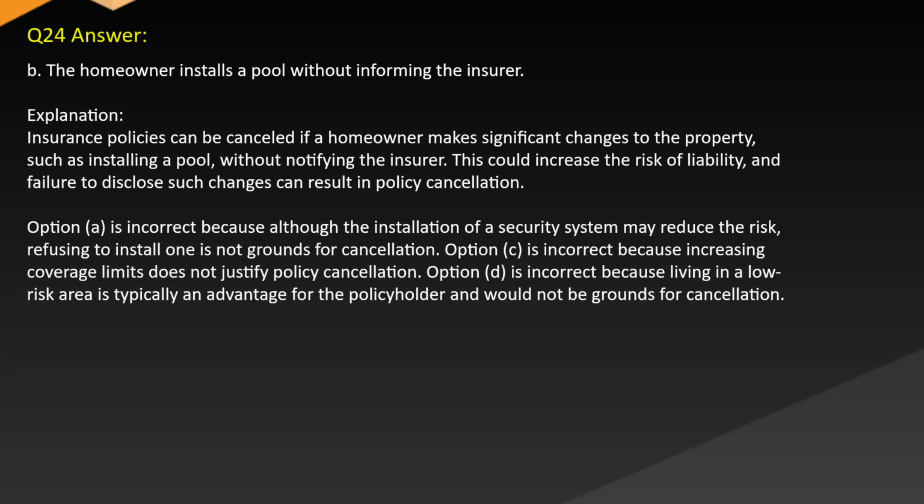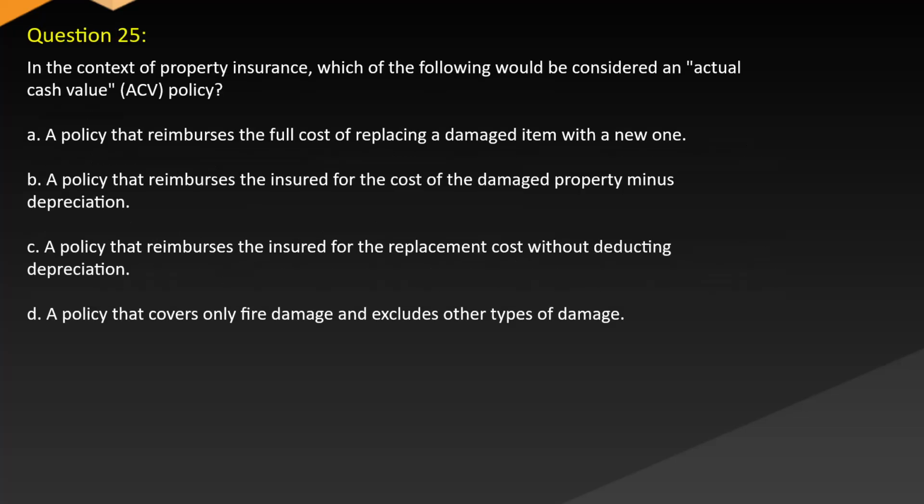policy cancellation. Option A is incorrect because although the installation of a security system may reduce the risk, refusing to install one is not grounds for cancellation. Option C is incorrect because increasing coverage limits does not justify policy cancellation. Option D is incorrect because living in a low-risk area is typically an advantage for the policyholder and would not be grounds for cancellation.